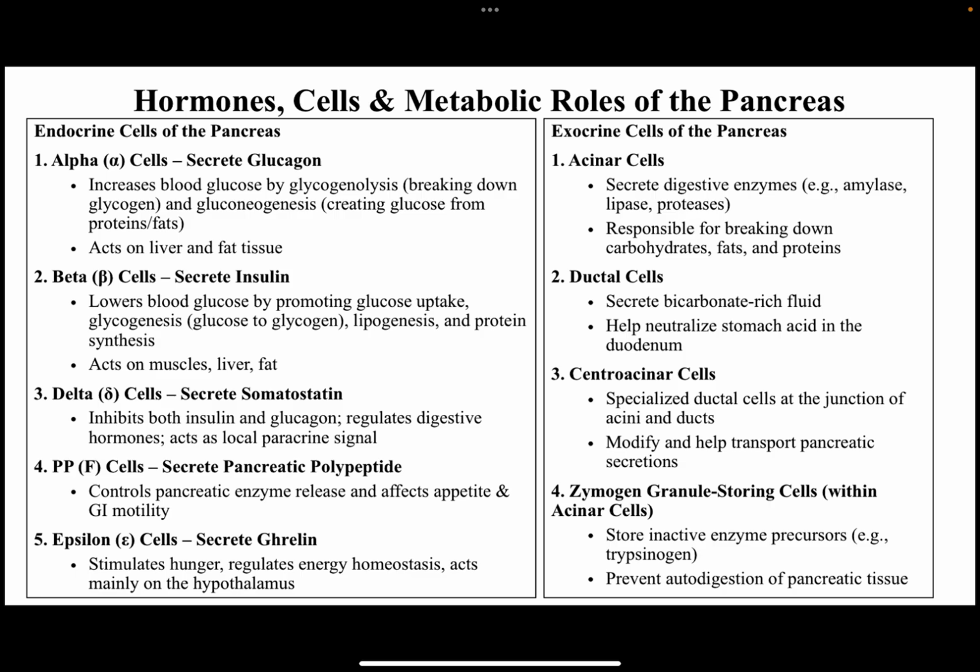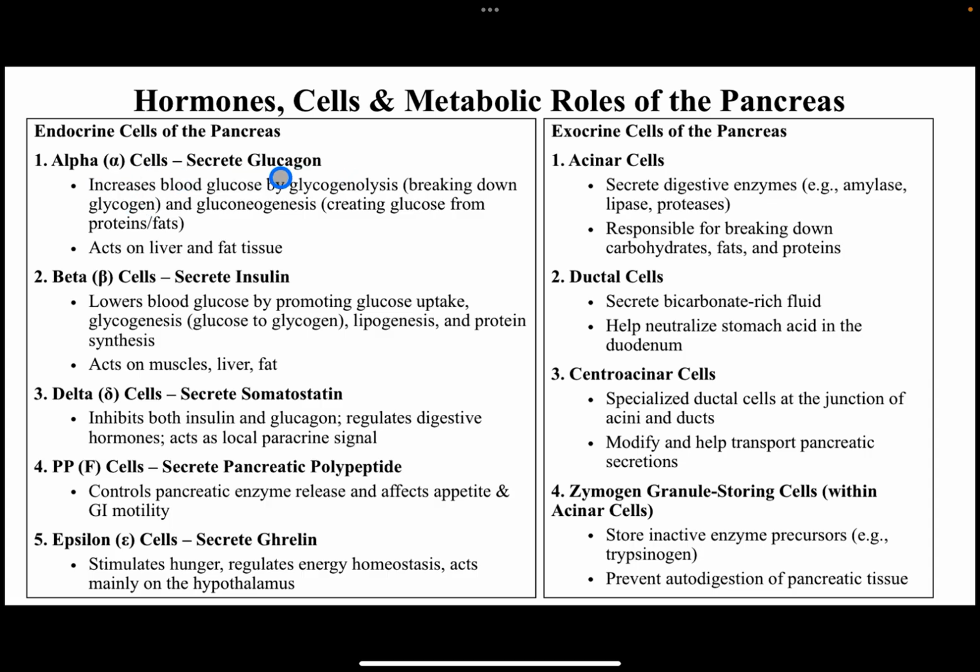In fact, this process mainly takes place in the liver and also in some adipose tissues. So you see, the beta cells use two processes: glycogenesis, converting glucose into glycogen, and lipogenesis, converting excess glucose into fat and triglycerides to be stored in the body. These are the two main processes that the beta cells use to help lower your blood sugar level.